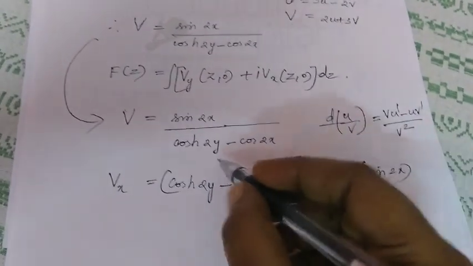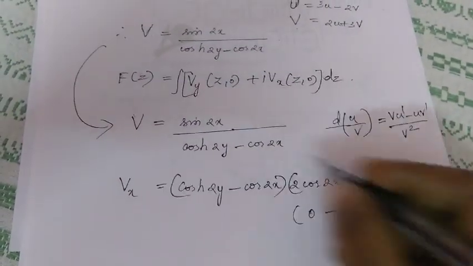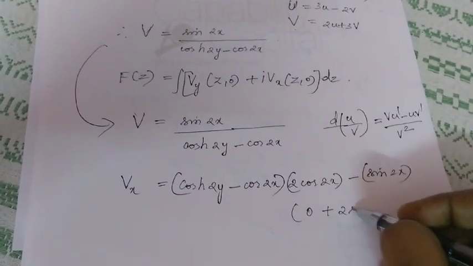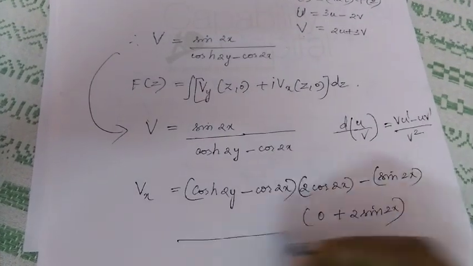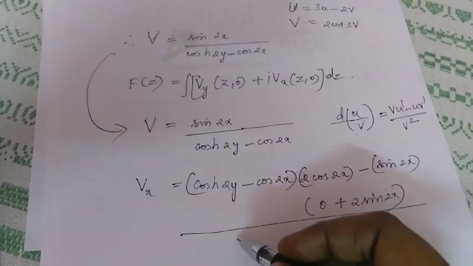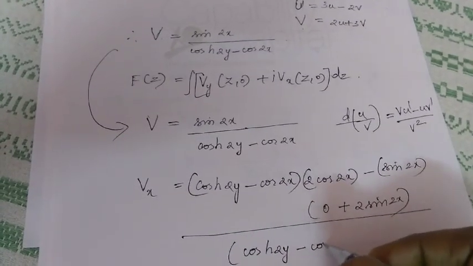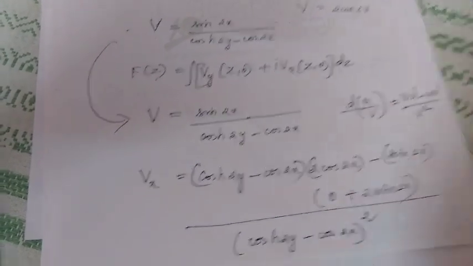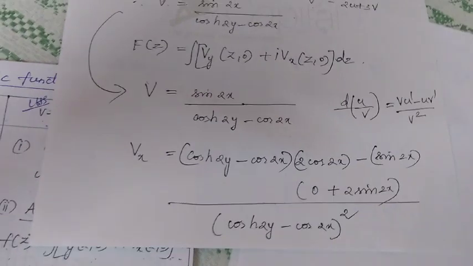Differentiate the denominator now. Differentiation of y with respect to x is 0, minus differentiation of cos 2x, which is minus 2 sin 2x, and already we have a minus here, so that minus with this minus it is plus here, divided by the denominator square, cosh 2y minus cos 2x whole square. This is what is your Vx.